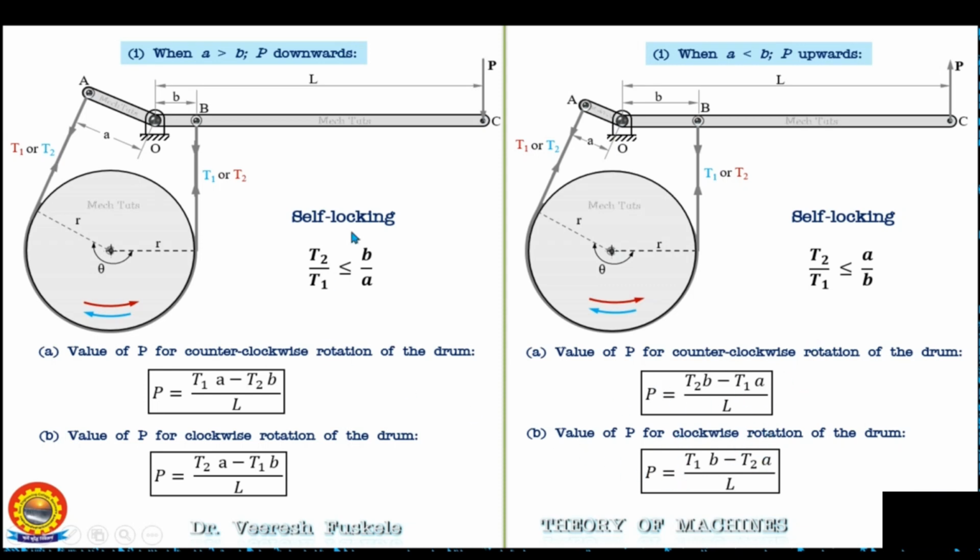The condition of self-locking in case of A greater than B is T2 by T1 should be less than B upon A, and this will be obtained in the clockwise rotation. And the condition of self-locking in case of A less than B is T2 by T1 less than or equal to A upon B, and this will be obtained in case of counterclockwise rotation as shown here.